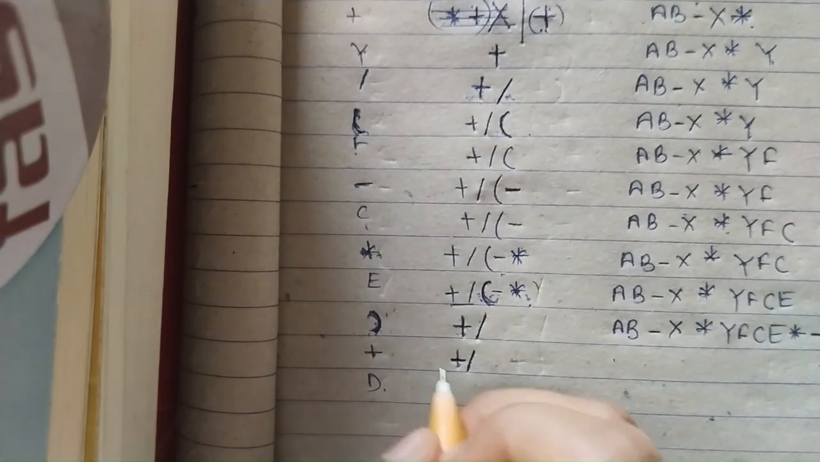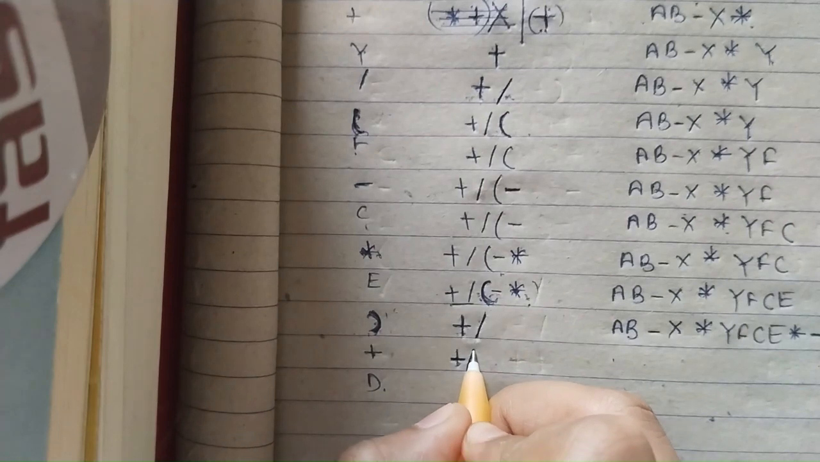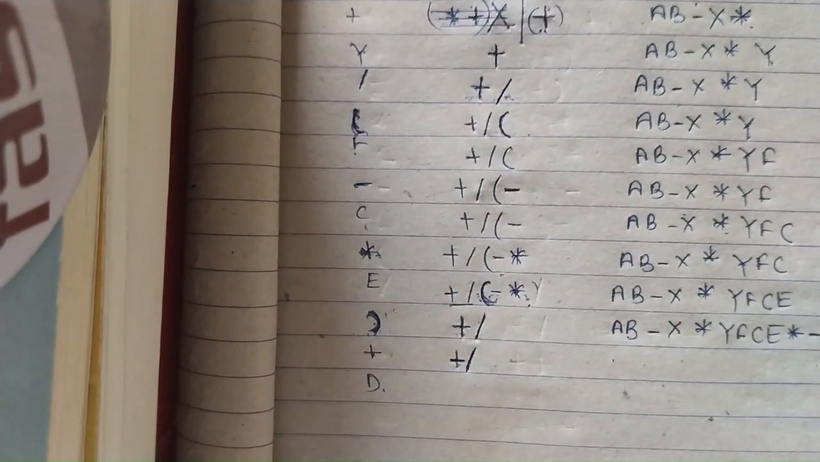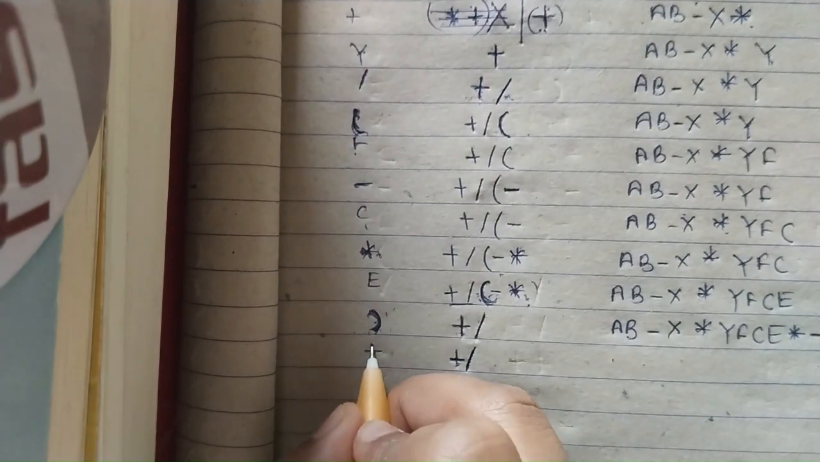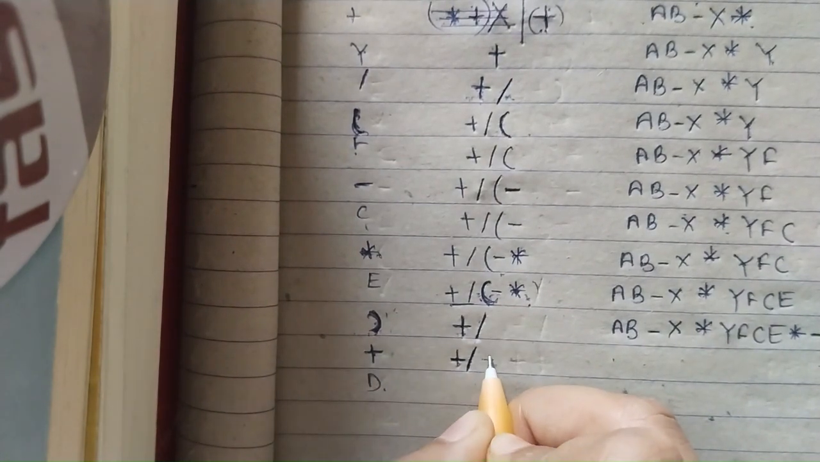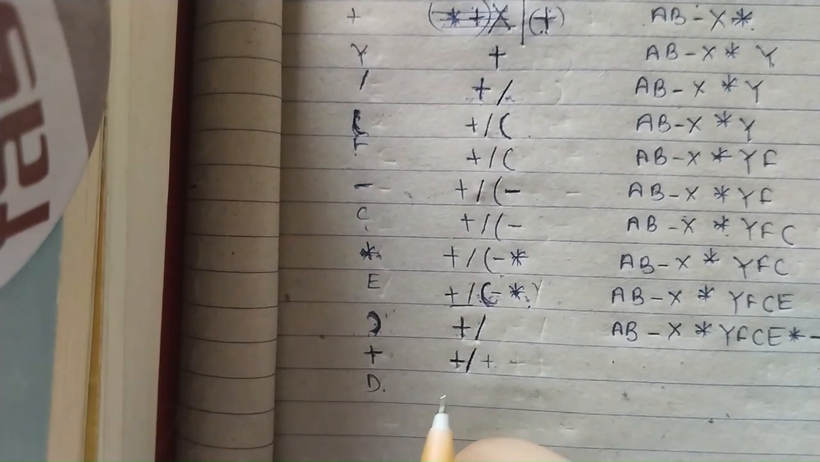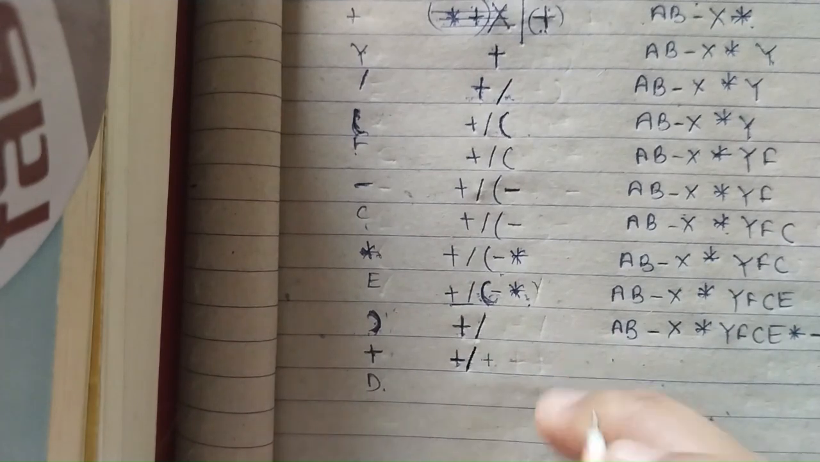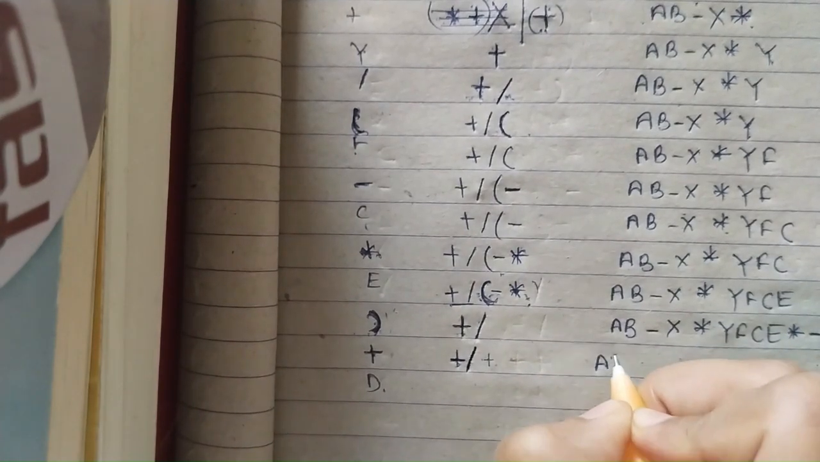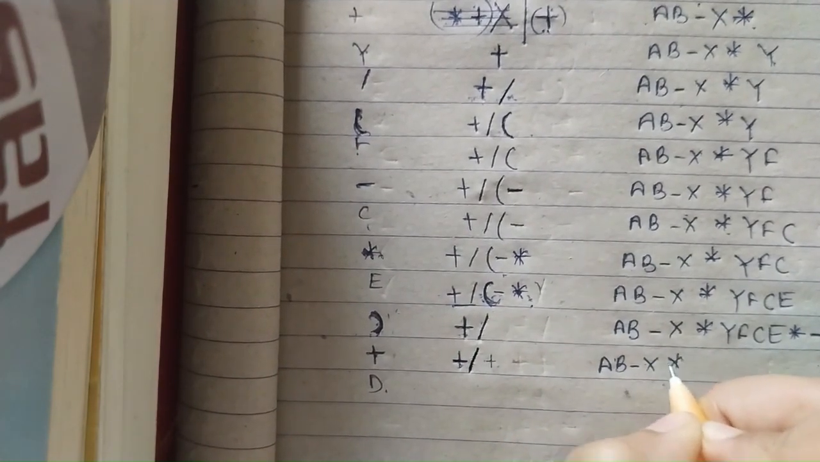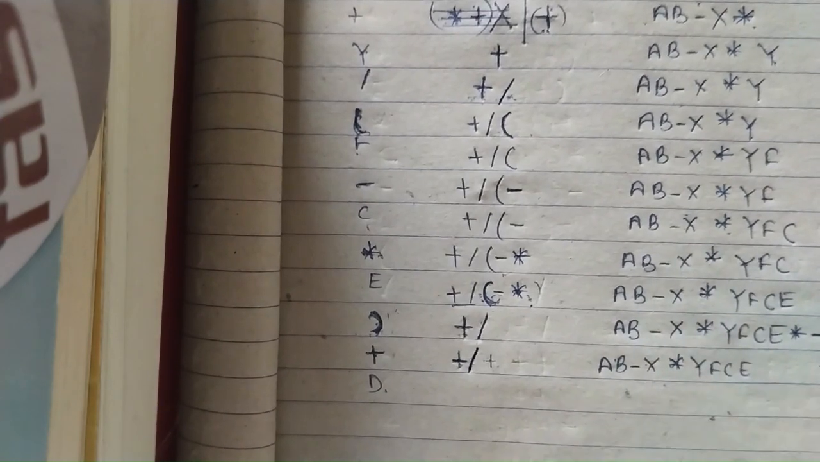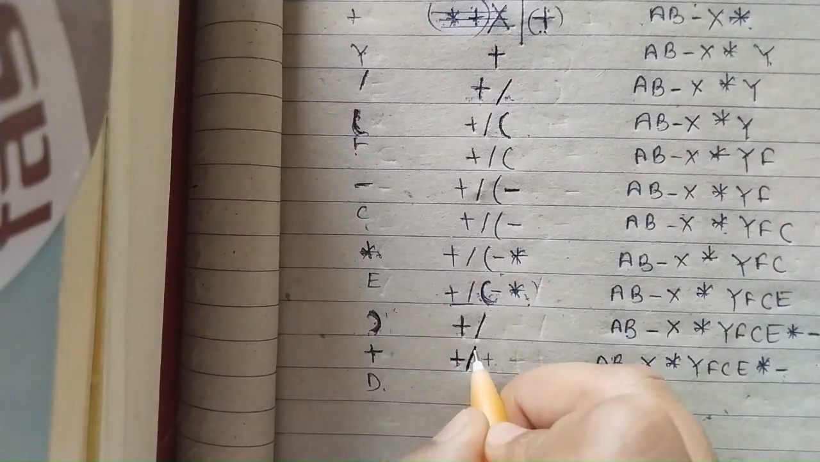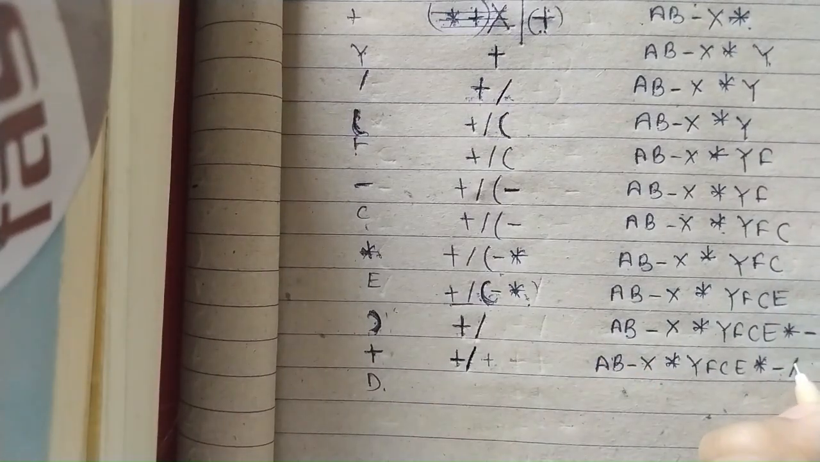Now what I said, that the one which has the higher precedency would always come at the right hand side of the operator, right? So if I put plus here, the rules are not going to get satisfied. So this division sign is going to get popped out. So AB minus X into Y F C E minus, and this particular division sign is going to get popped out.